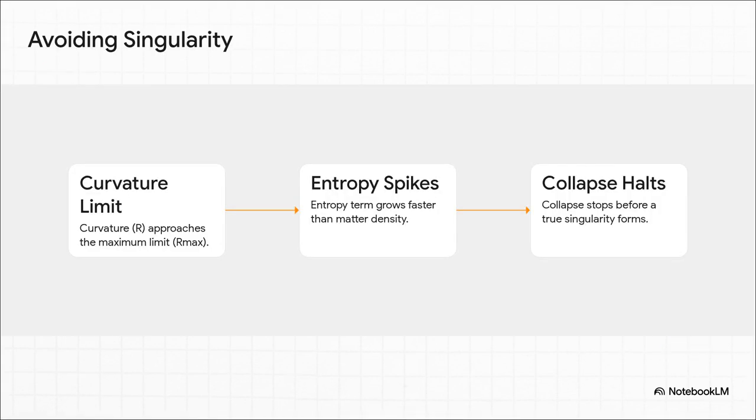So here's how this actually plays out in reality. Say a massive star collapses. Step 1, the spacetime curvature, R, approaches that absolute limit, R max. Then, step 2, this mathematical entropy-regulating term kicks in, and it actually grows to infinity faster than the matter density does. So by step 3, gravitational collapse just halts. Mathematically, it stops completely before an infinite zero-point geometric singularity can ever form. The universe, in a way, mathematically protects itself from breaking.